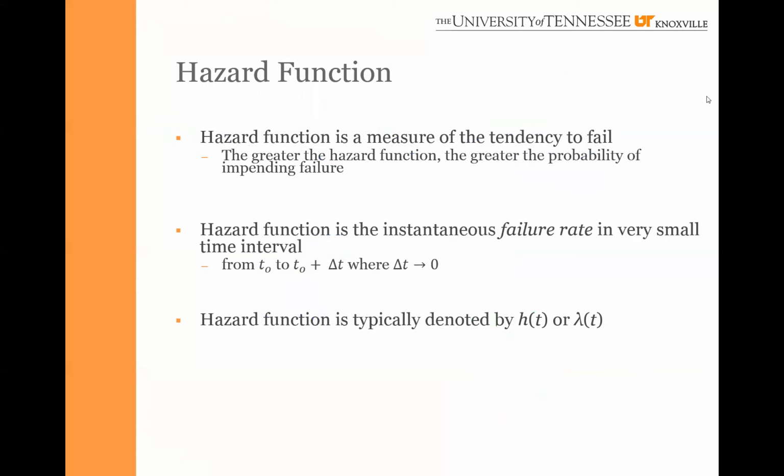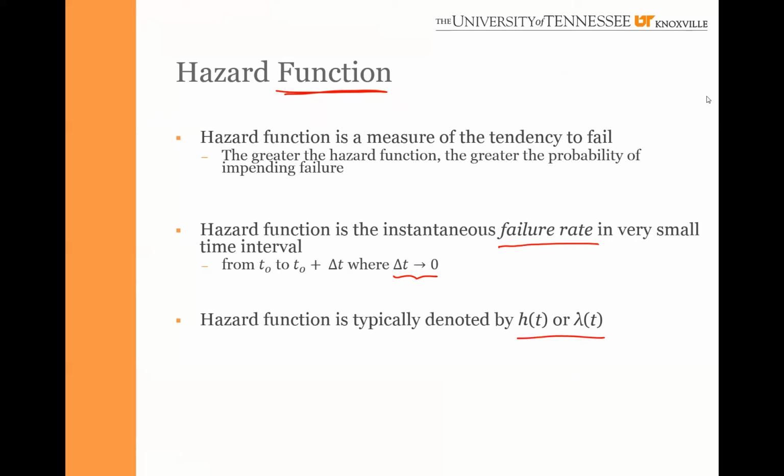Hazard function. Hazard function, as the name suggests, is a function. It measures the tendency to failure. First things first, it's not a probability, it's a rate. It's the instantaneous failure rate. And since it's a rate, it's calculated in a very small interval as delta t goes to 0. So it's the rate of failure in the immediate future. We typically show it with h of t or lambda of t.